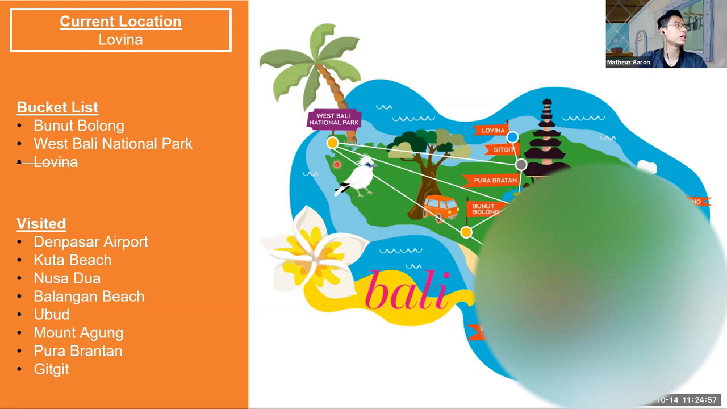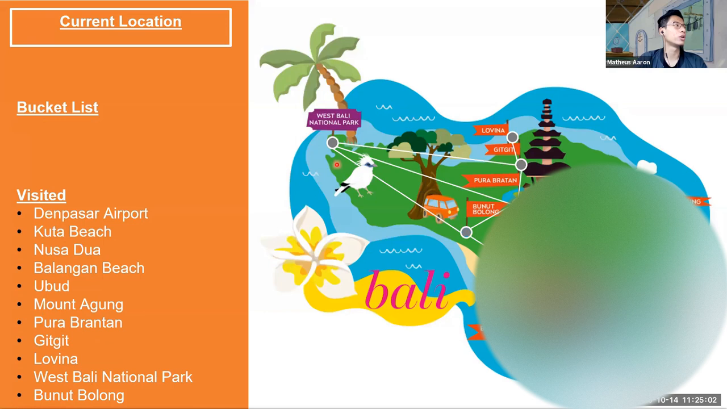Then after Lovina, I'll go to the West Bali National Park. And lastly, I'll go to Punut Bolong. And finally, I'm done with all my places. Okay? I'm done with all the places that I can visit.